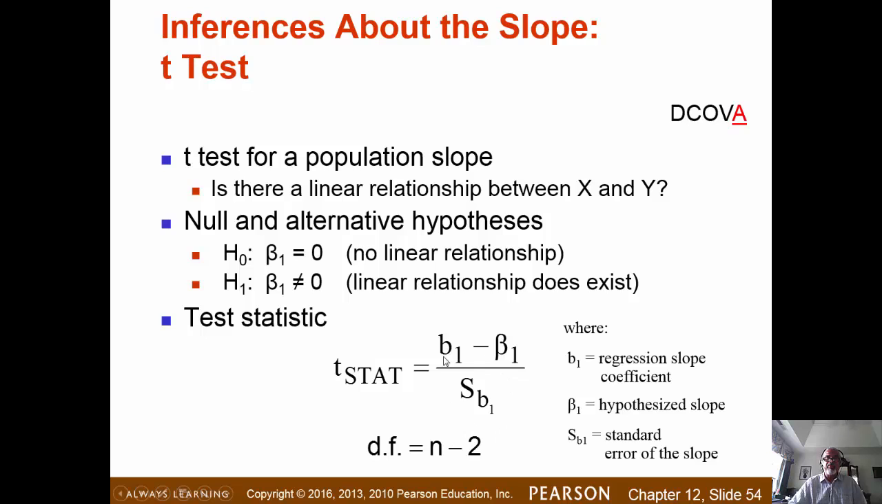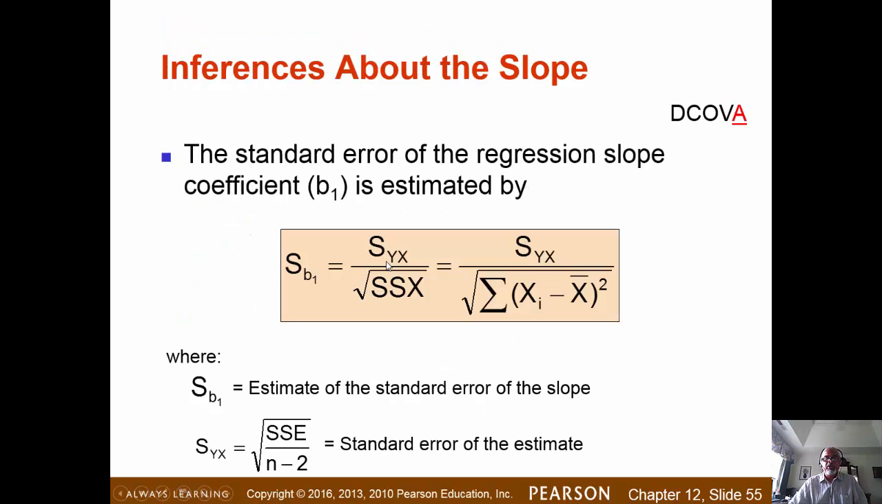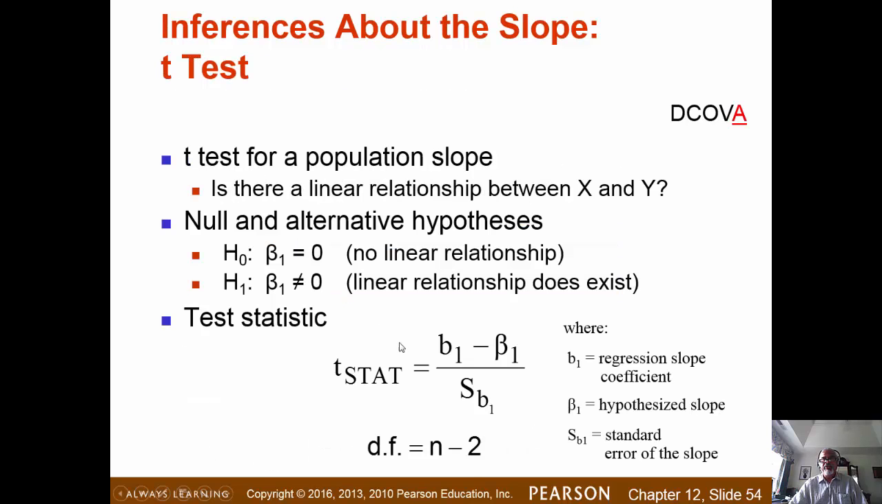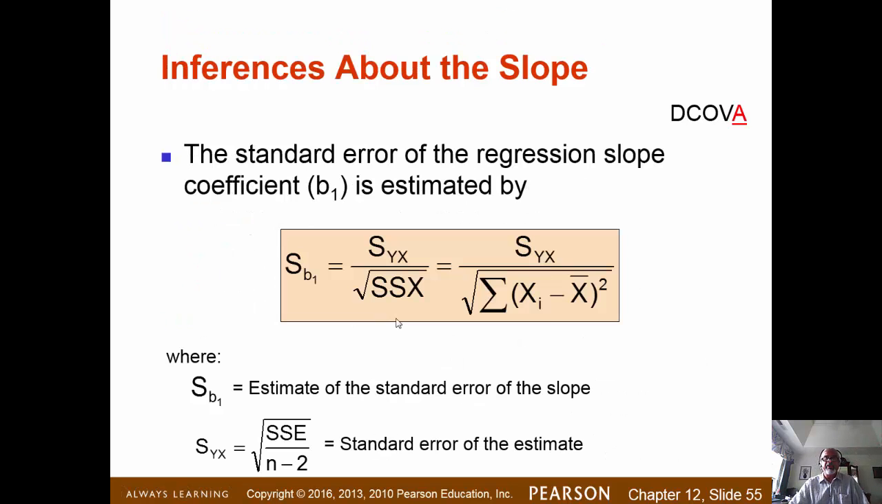So what is S sub b sub 1? It is the standard error of the slope coefficient, and it is given by this formula. You take S sub yx, that is the standard error of y given x, which comes from our regression output, divided by the square root of SSX, the sum of squares of x. So you find S sub b1, divide that into b1, and then you get a t-stat. The degrees of freedom is n minus 2. With that you will establish your t-table value, and then you will complete the test.